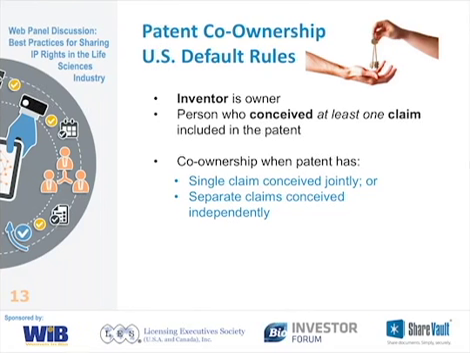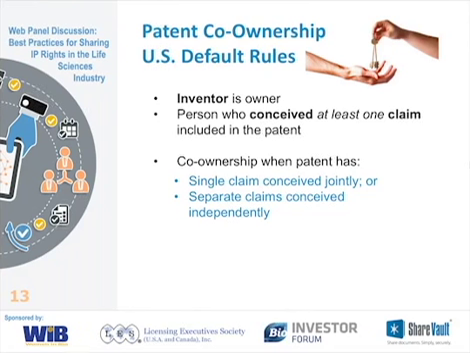Who's an inventor? An inventor is a person who conceives of at least one claim that is included in the patent. So we have co-owned patents when we have a patent where we have a single claim that was conceived by two individuals. We also have co-owned patents when a patent contains separate claims that were conceived independently by two different people. So you have the inventor as the owner, and an inventor is an individual who conceived of at least one claim.